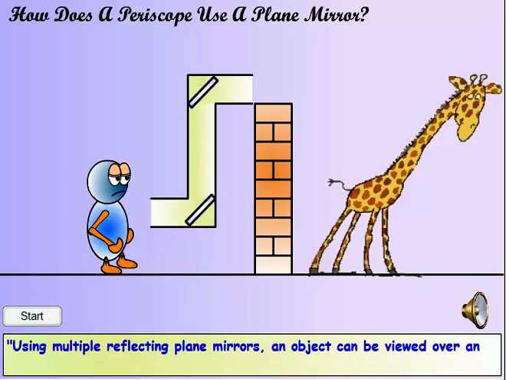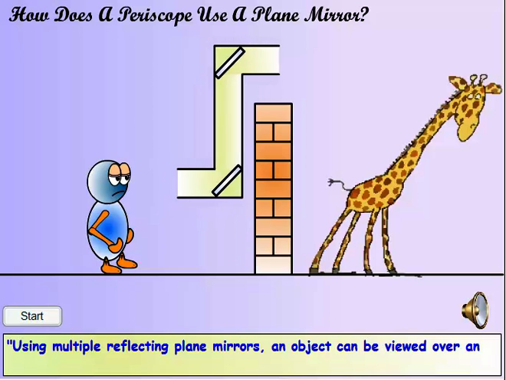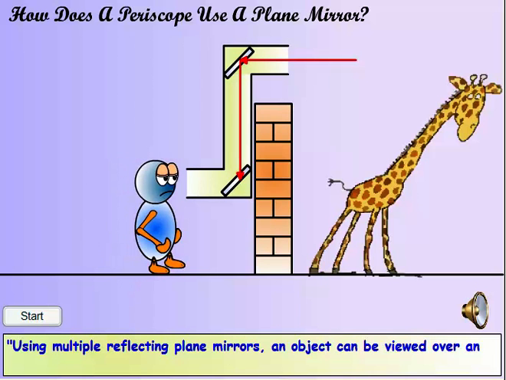The wall causes an obstruction and prevents the man from seeing the giraffe. The periscope works on the principle of multiple reflecting plane mirrors, which allow you to see over obstructions. The image of the giraffe gets reflected from the first mirror to the second mirror if the angles of both mirrors are positioned correctly.